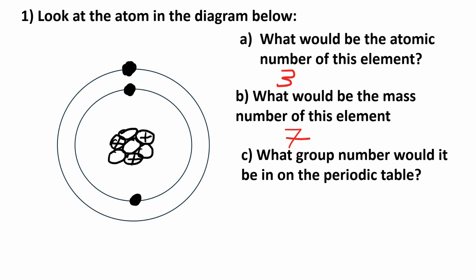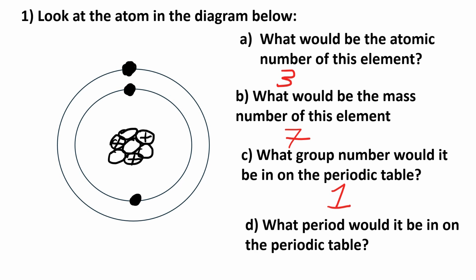What group number would it be in the periodic table? We've got to remember that the group number tells you the number of electrons on the outer shell, so this would be 1. And what period would it be on the periodic table? The period number tells us the number of electron shells, and we can see clearly it's got 2 electron shells.